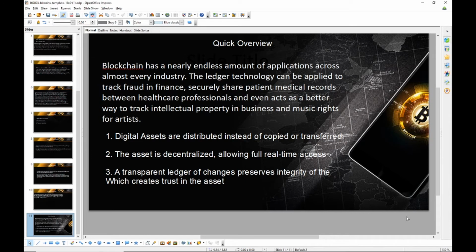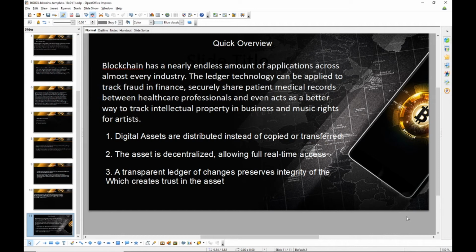And here we are at the end. Blockchain has a nearly endless amount of applications across almost every industry. The ledger technology can be applied to track fraud and finance, securely share patient medical records between healthcare professionals, and even act as a better way to track intellectual property in businesses and music rights for artists. One, digital assets are distributed instead of copied or transferred. Two, the asset is decentralized, allowing full real-time access. And three, a transparent ledger of changes preserves integrity, which creates trust in the asset.